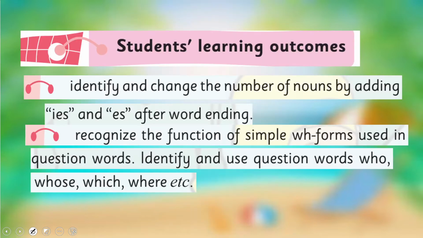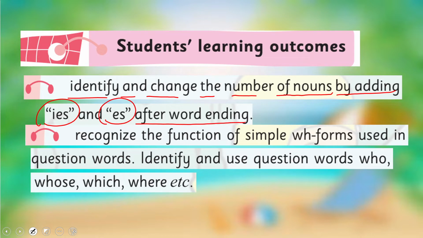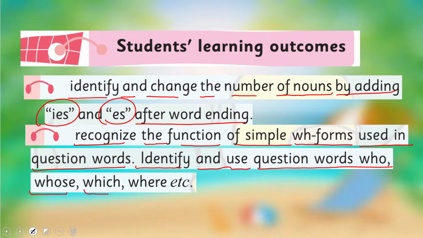So these concepts are going to help us to identify and change the number of nouns by adding IES and ES after words ending. Recognize the function of simple WH form used in question words. Identify and use question words who, whose, which, where, etc. These are our today's SLOs.